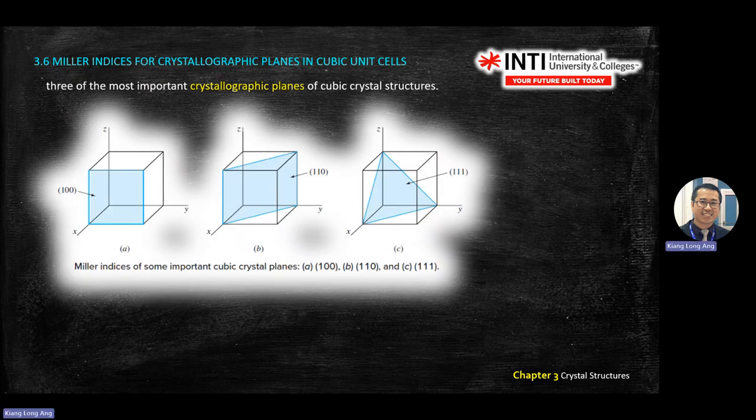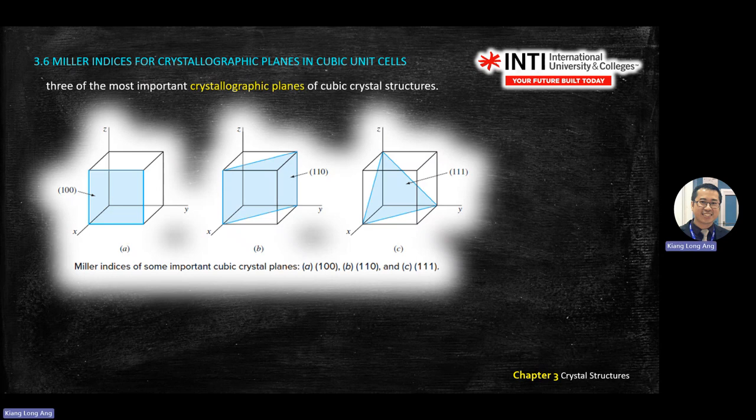Okay. Now, these are Miller planes. Planes means you put a 2D plane there. So for example, the highlighted 2D plane is (100), in brackets. Brackets indicate a plane. So you see what is the difference between position and plane?